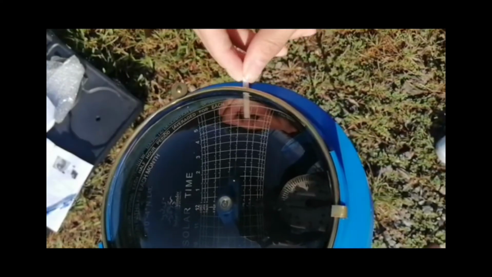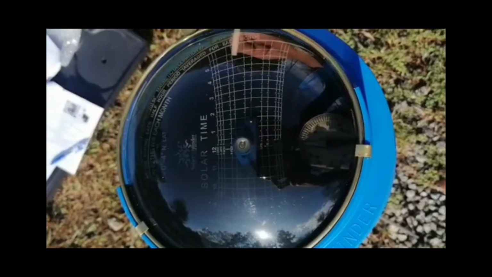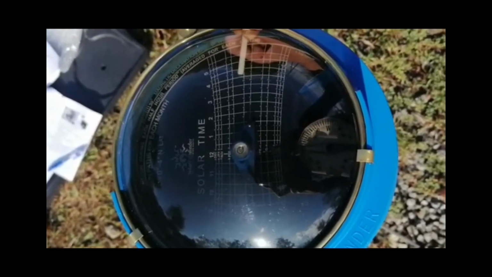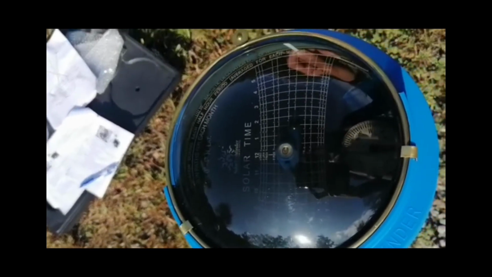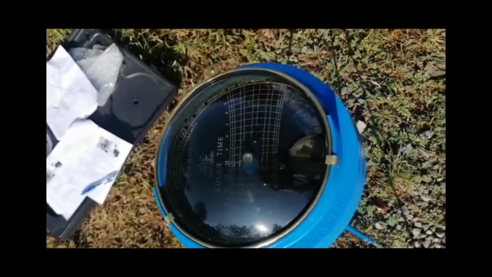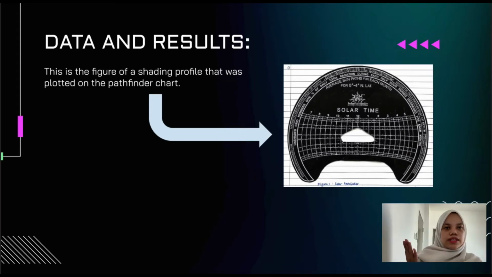So in this situation, we have to make sure that there is no other shading, such as people shading at the side. So next, we move on to the data and results. So this is the figure of the solar pathfinder chart that has been plotted.